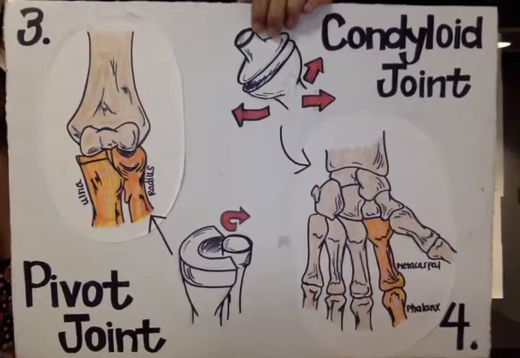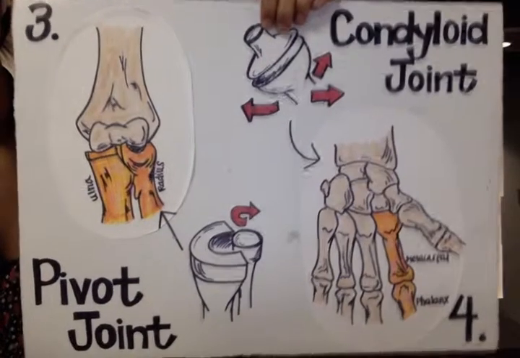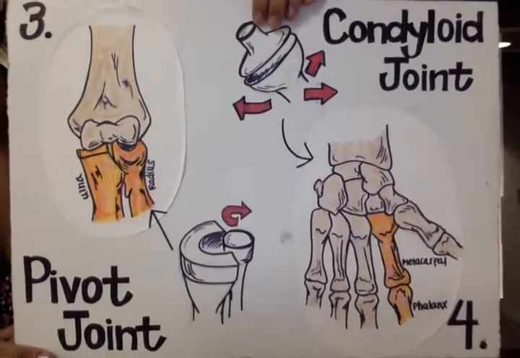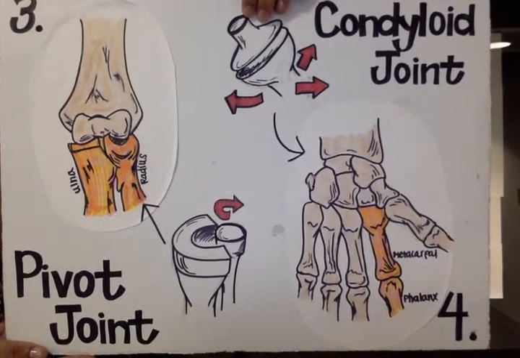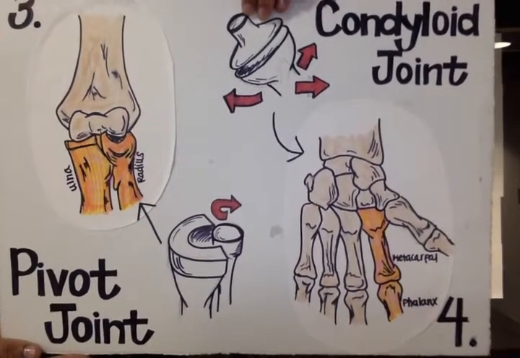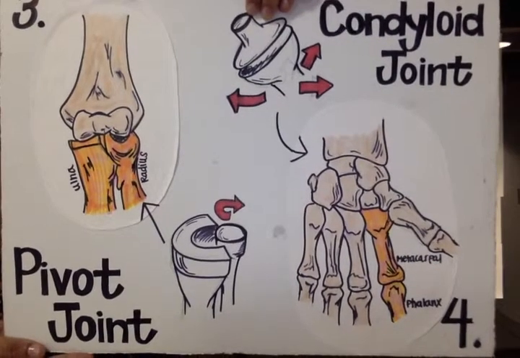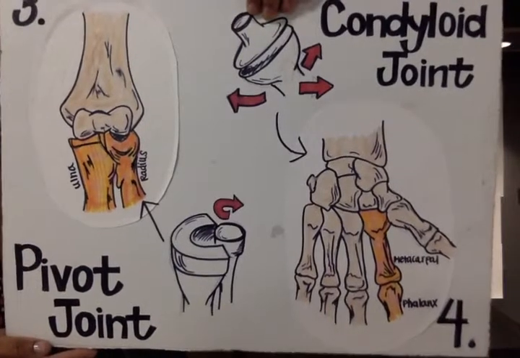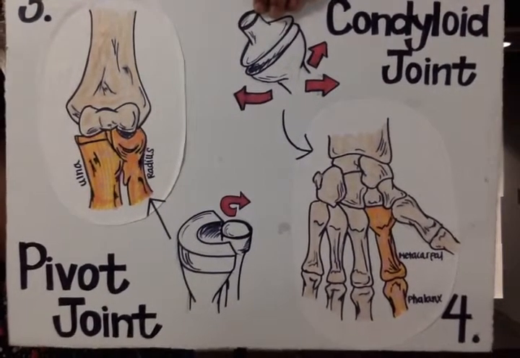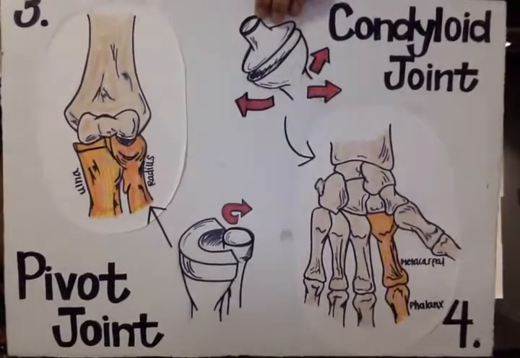Next, we have the condyloid joints. The condyloid joints are capable of moving in either direction on 2 planes, with one direction typically being dominant. These joints are also capable of circumduction, which is a circular movement that involves both planes. It is biaxial, and these can be seen in the metacarpal and phalangeal area, as shown.